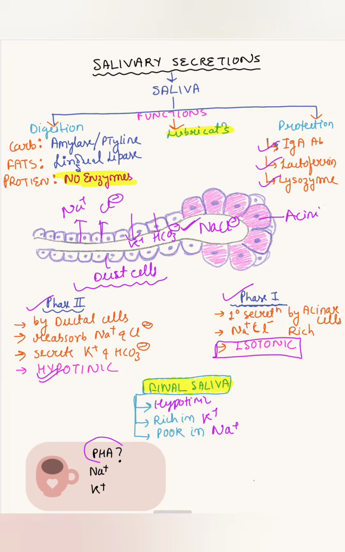Now what happens in primary hyperaldosteronism? Actually aldosterone not only acts on kidneys but it also acts on ducts. So for that it will reabsorb all the sodium. That's why the sodium will decrease in the saliva. It will secrete out potassium. That's why it will increase in the saliva.